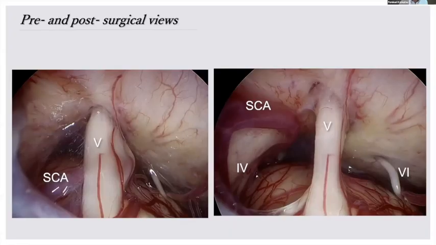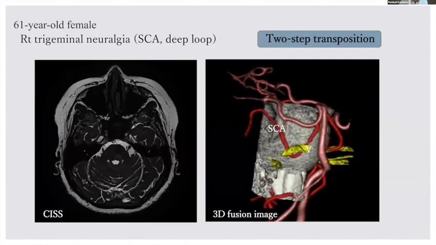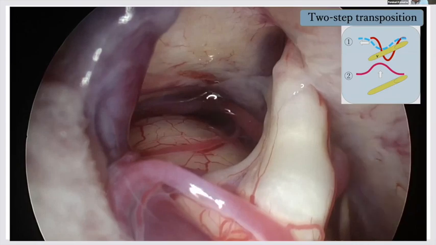The pre and post-surgical view as shown here. Another case is also trigeminal neuralgia caused by the SCA. In this case, the loop of the SCA is very deep, so we performed a two-step transposition. The transposition method is different from the one-step transposition. The video is shown.